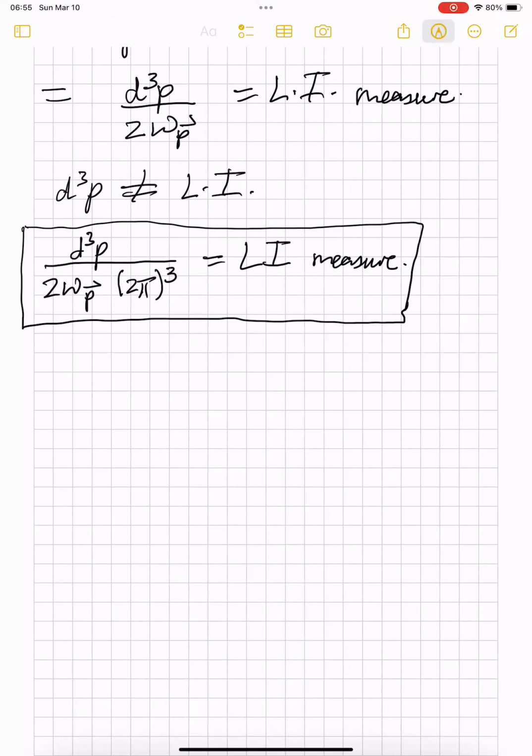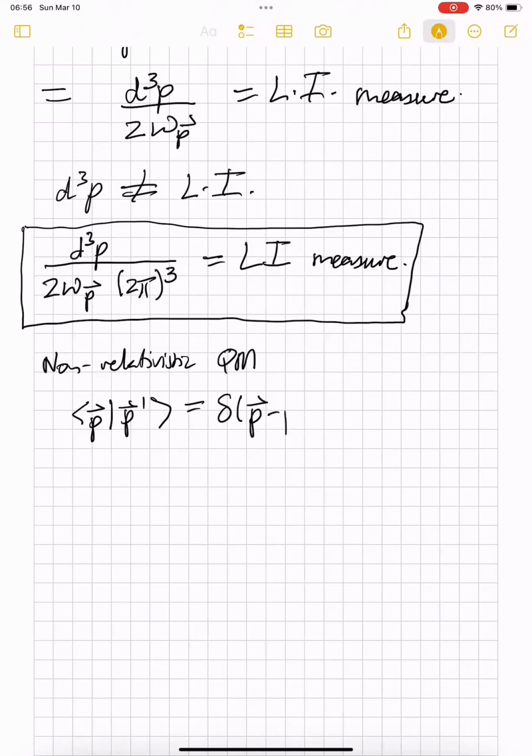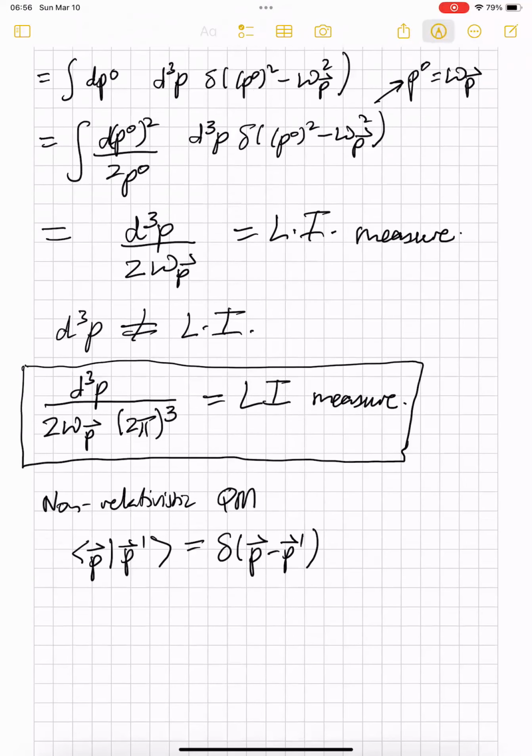Now let's talk about the normalization of states. In non-relativistic quantum mechanics, if you had a state of momentum p and another state of momentum p primed, you would normalize this to the Dirac delta distribution, delta of p minus p primed. But d3p is not Lorentz invariant, okay? We know d3p is not Lorentz invariant, and that means that delta of p is not Lorentz invariant. So in fact, this is not a good normalization for states for us.